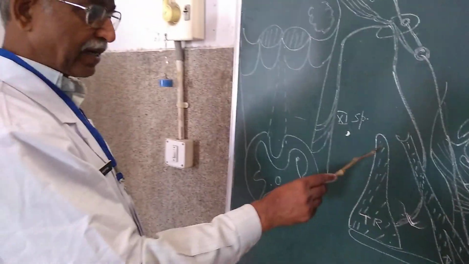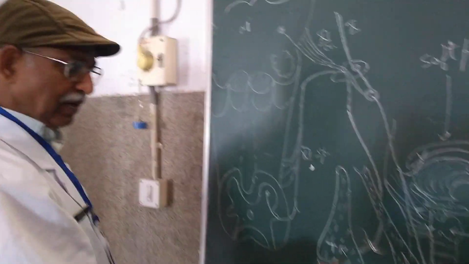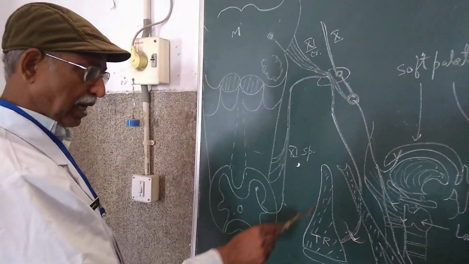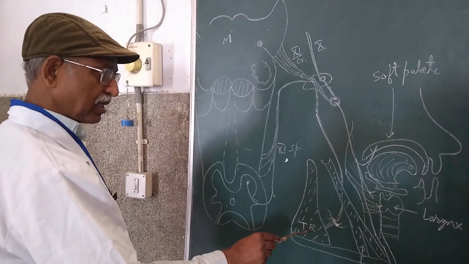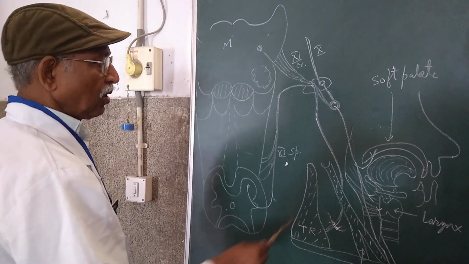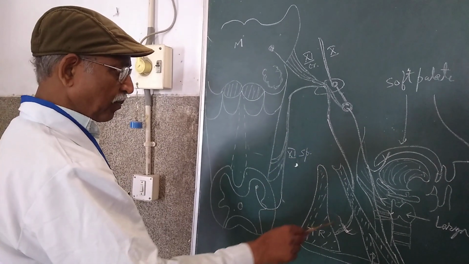Then it reaches the anterior border of the trapezius muscle, passes deep to this trapezius muscle, supplying this muscle. So, this is the spinal part.